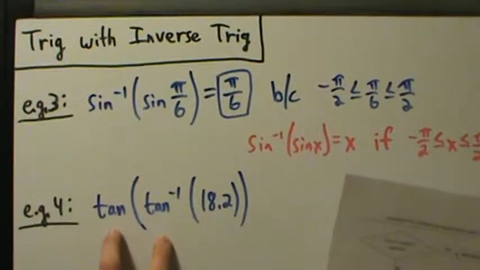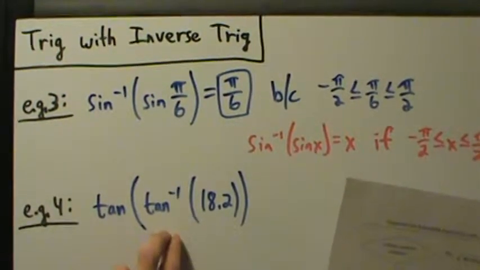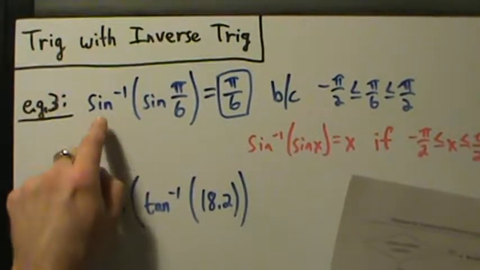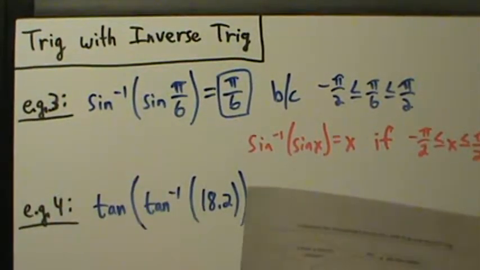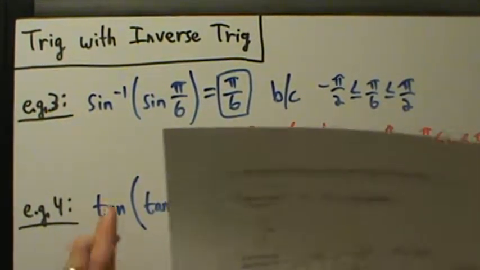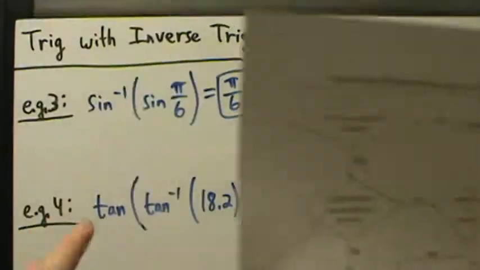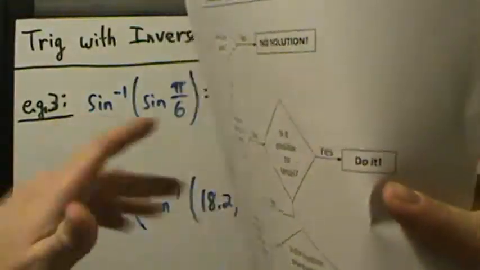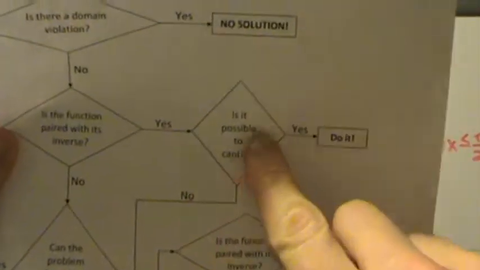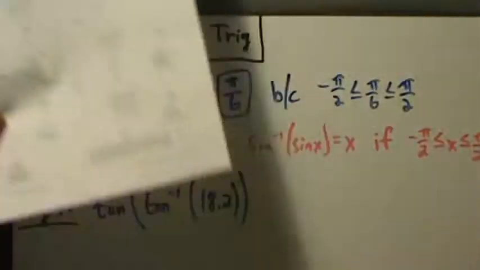Notice in example 4, the inverse function is on the inside, whereas in example 3, the inverse function was on the outside. But again, we don't care about that at this point. All we care about is the function paired with its own inverse? And yes, it is. Tangent is paired with inverse tangent. So is it possible to cancel? Well, let's check.